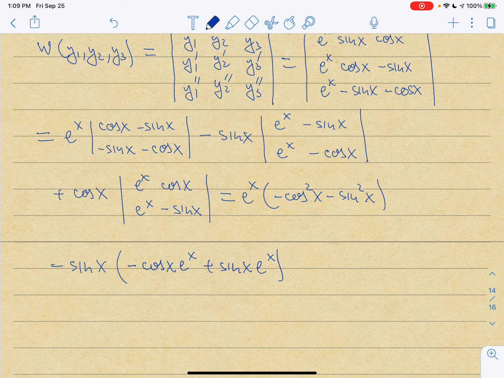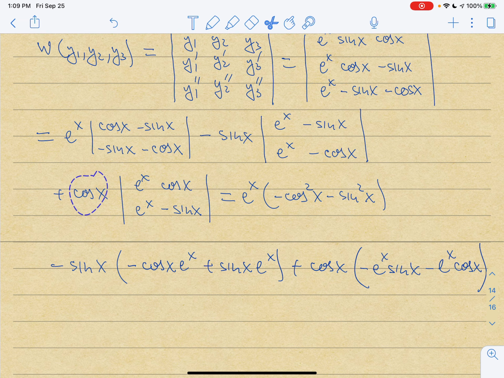Okay, and lastly, plus cosine of x, and then this 2 by 2 determinant is minus e to the x sine x minus e to the x cosine of x. So that's the 2 by 2 determinant times cosine of x.